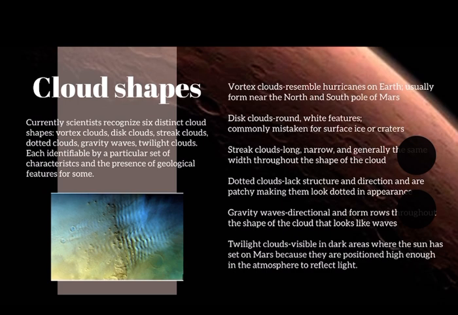Streak clouds, which are long, narrow, and generally the same width throughout the shape of the cloud. Dotted clouds, which usually lack structure and direction and are patchy, making them look dotted in appearance. Gravity waves, which are directional and form rows throughout the shape of the cloud that look like waves. And twilight clouds, visible in dark areas where the sun has set on Mars because they are positioned high enough in the atmosphere to reflect light.